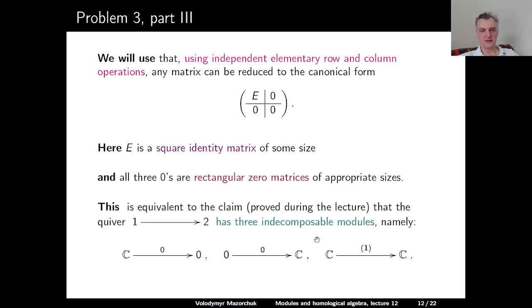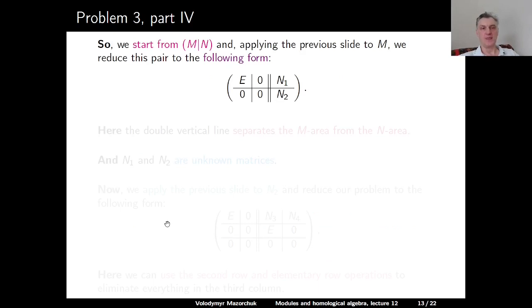We proved that this is the classification of indecomposable modules over the quiver during the lecture. So now we have our pair M and N of matrices with common rows. So we can start with this pair, and applying the previous slide to M, just forgetting N, we can reduce this pair to the following form. So we reduce the matrix M to the canonical form E, 0, 0, 0, and the matrix N changes in some way which we don't know.